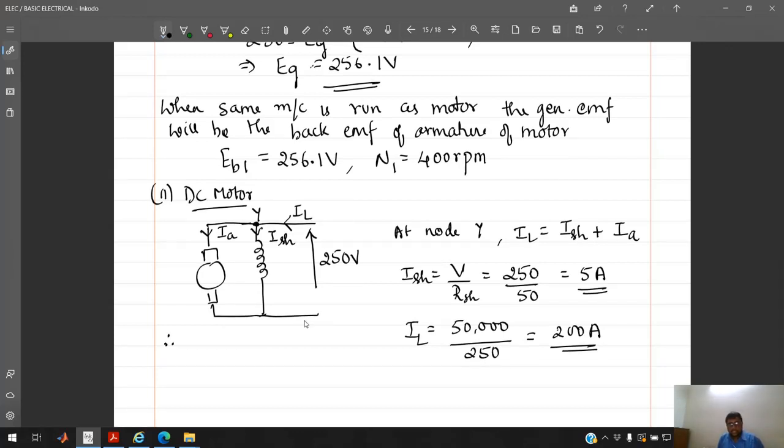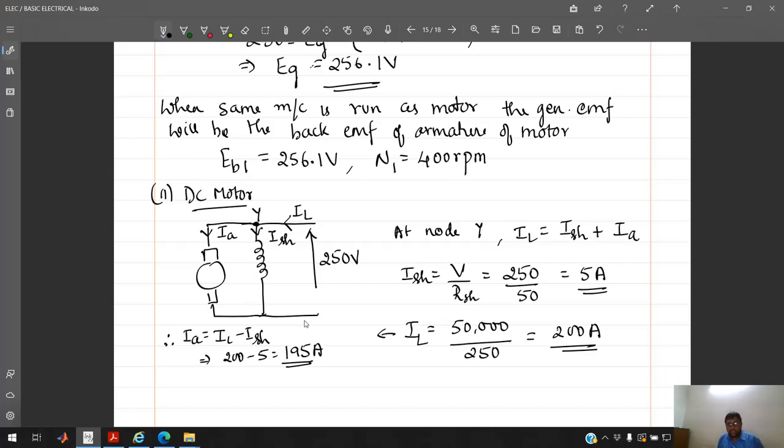Therefore, I'll directly shift over here. The armature current IA will now be equal to IL minus ISH, so that implies 200 minus 5. So it is equal to 195 ampere.